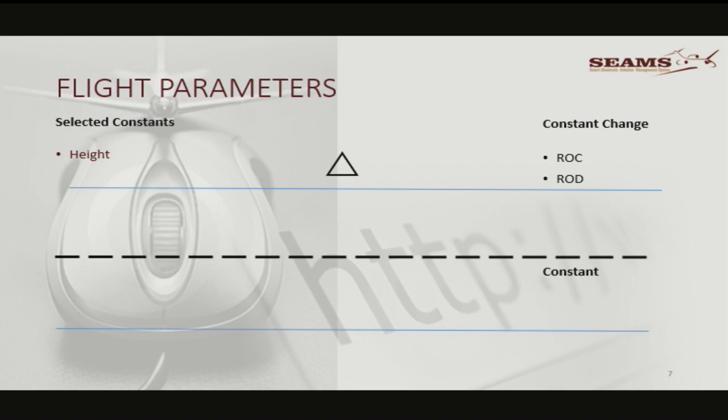Now, what I'm saying here is height is selected to be a constant. Let's say we want to maintain 7,000 feet. Then it is a constant. Then there's nothing further to do about it. However, let's say we want to establish a rate of climb or a rate of descent. Then there must be a change. I just used the sign delta there. But I say that the change must be a constant.